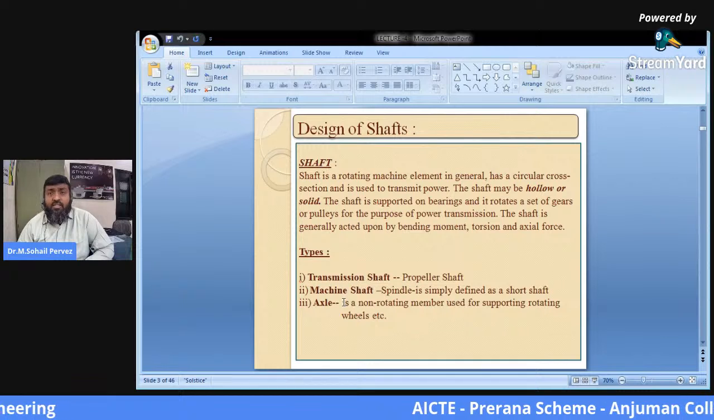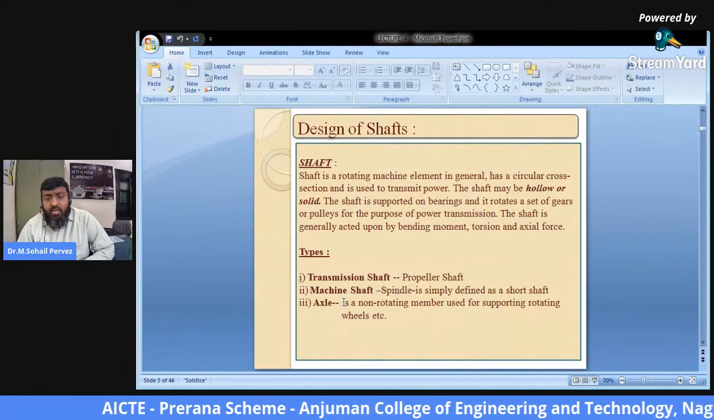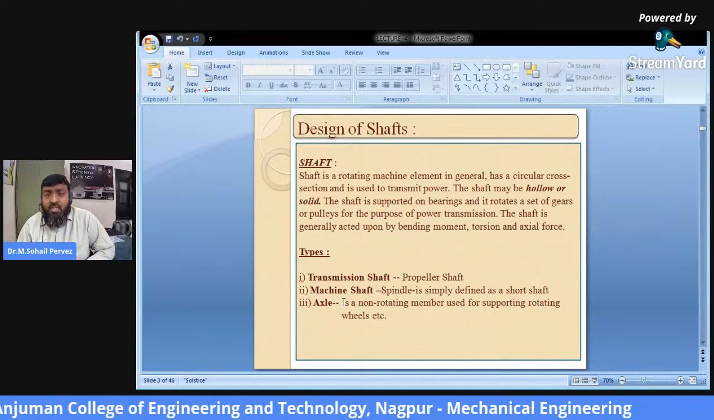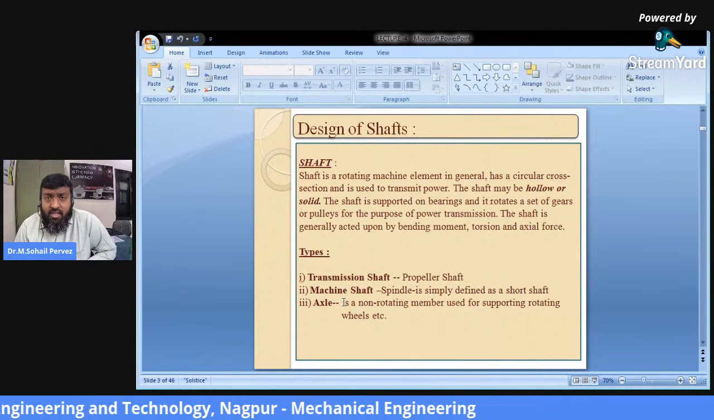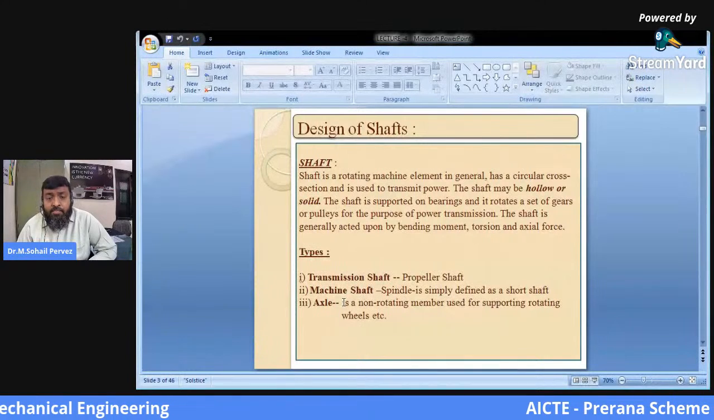You might have heard these names, dead axle and live axle. Dead axles do not rotate themselves, but they help in rotation. They provide rotation to the wheels. Whereas live axle means the differential assembly.